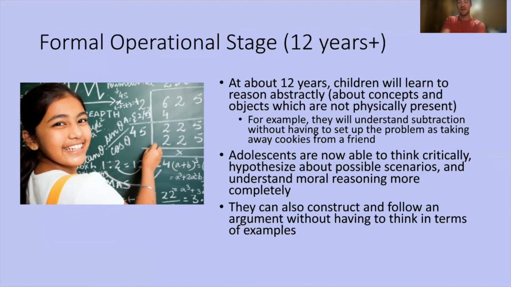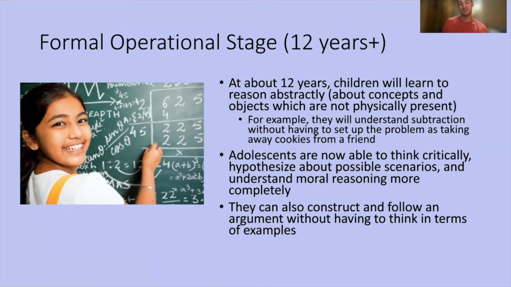So instead of saying, I have 10 cookies and I take 5 away, how many do I have now? You can go to a 12-year-old and say, what is 10 minus 5? And they will understand, and they will be able to logically follow that in their mind without having to set it up against a concrete problem in the world. So adolescents are now able to think critically. They hypothesize about possible scenarios, and they understand moral reasoning more completely. So they can also construct and follow an argument without having to think in terms of example.